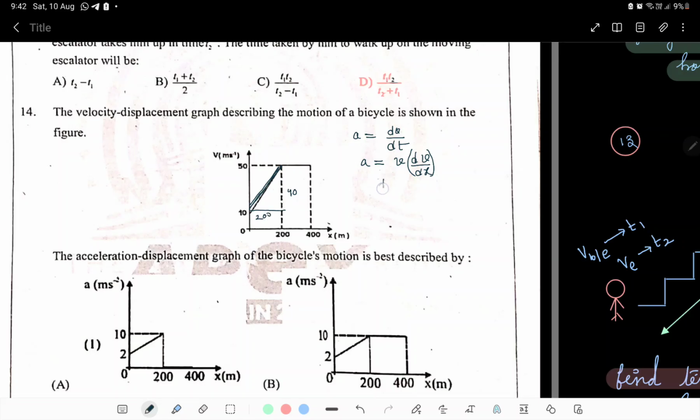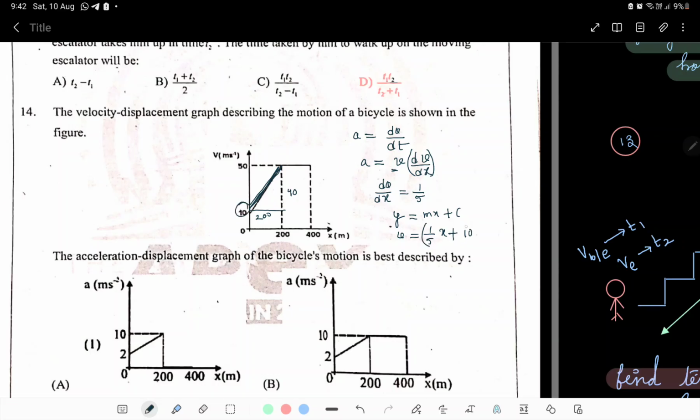Therefore you can find out the slope of it. dv by dx is equal to 40 by 200. That will be like 1 by 5. And you want to find out this v, so you can start an equation for this, that is y is equal to mx plus c. So v is equal to, m can be written as 1 by 5, into x plus c. You could clearly see that c is nothing but 10.